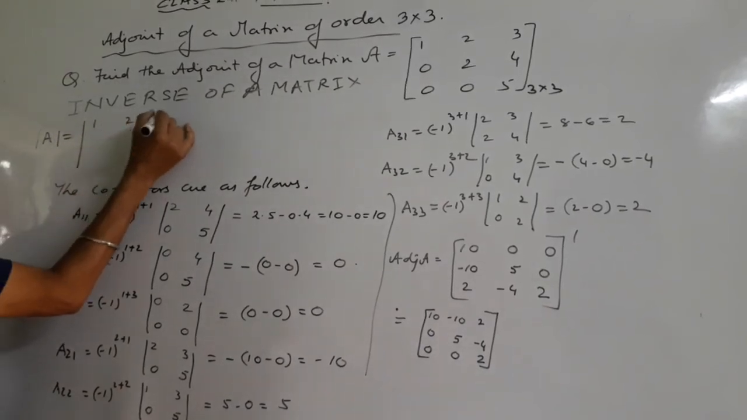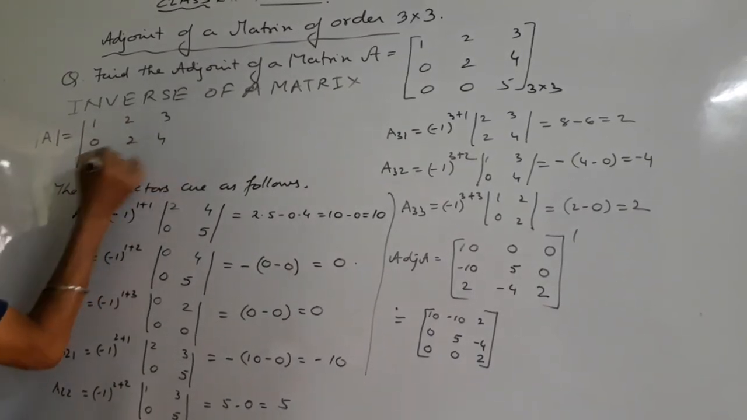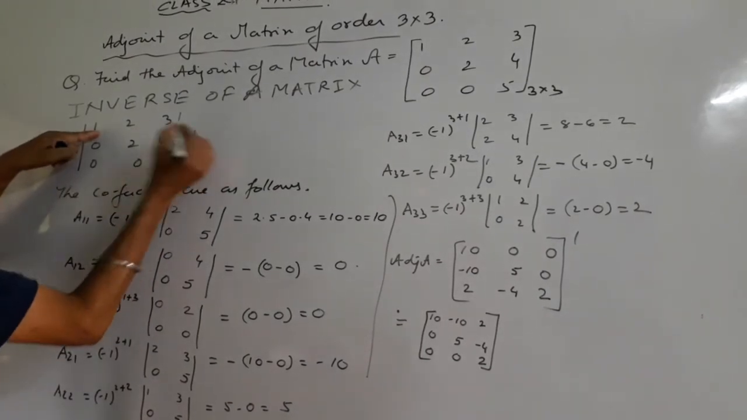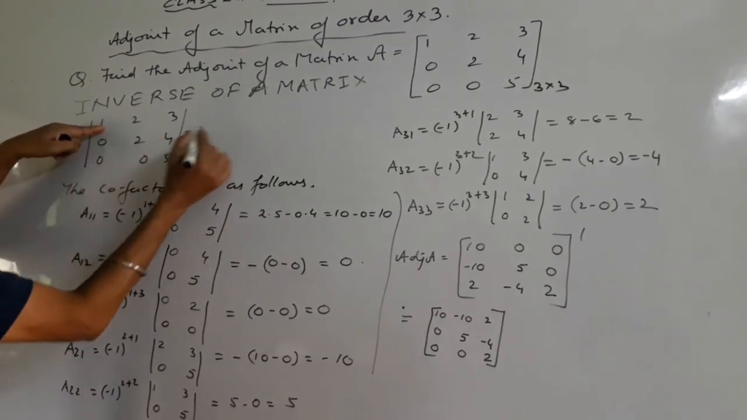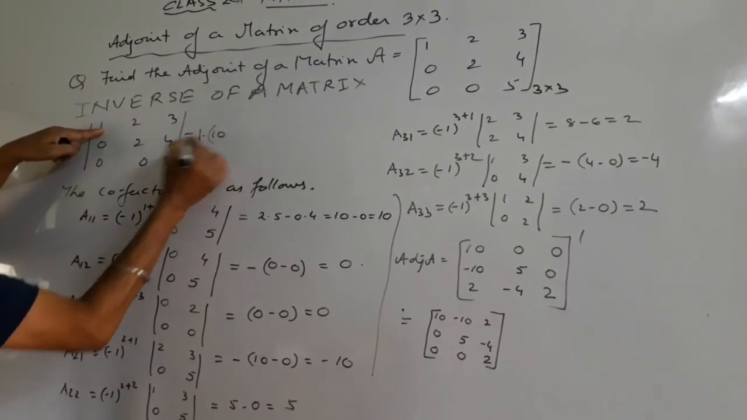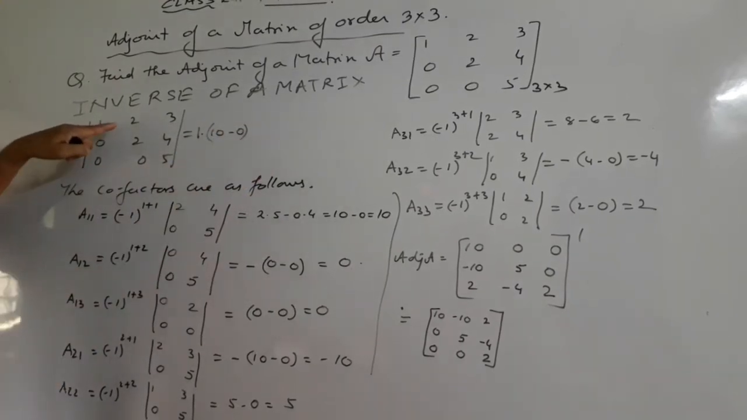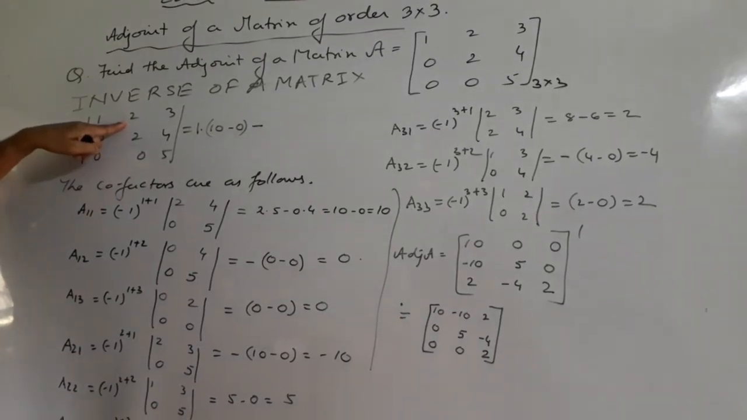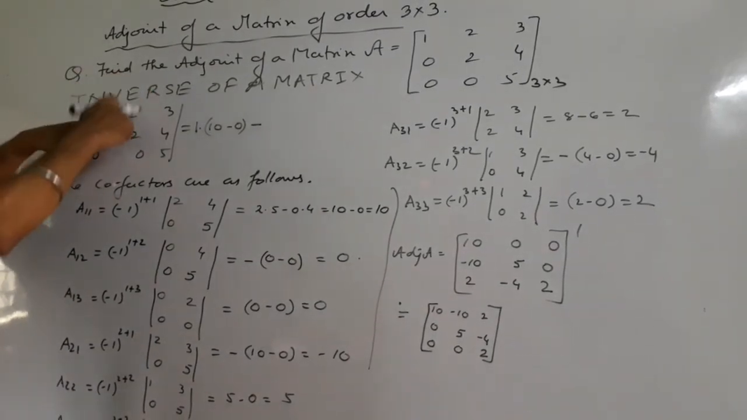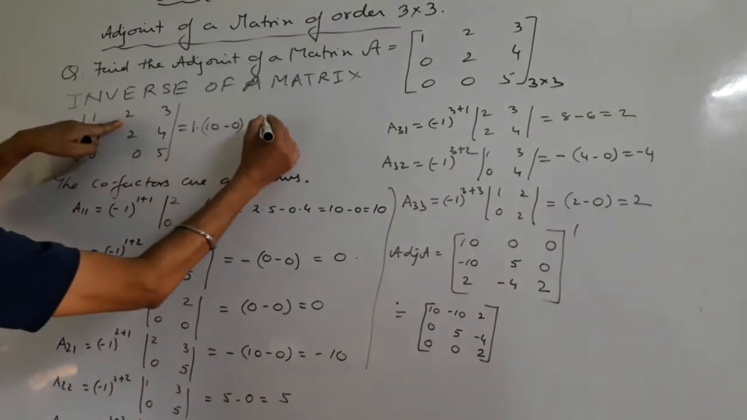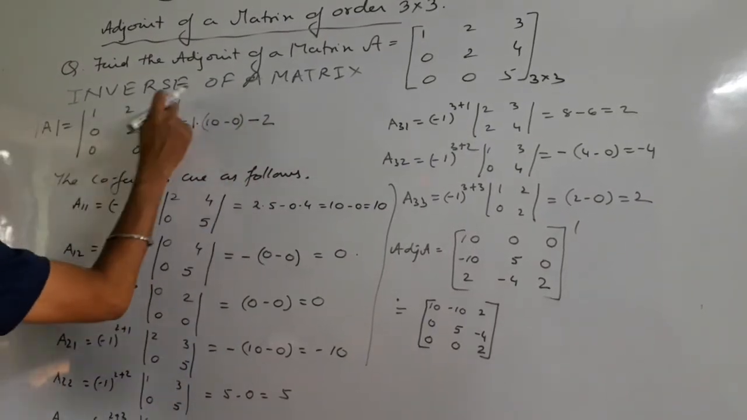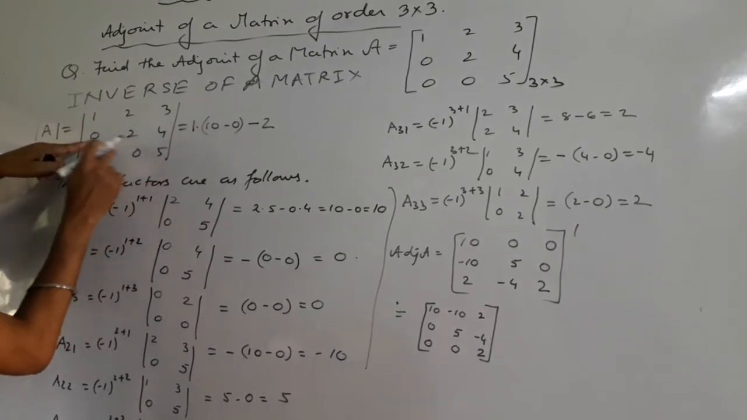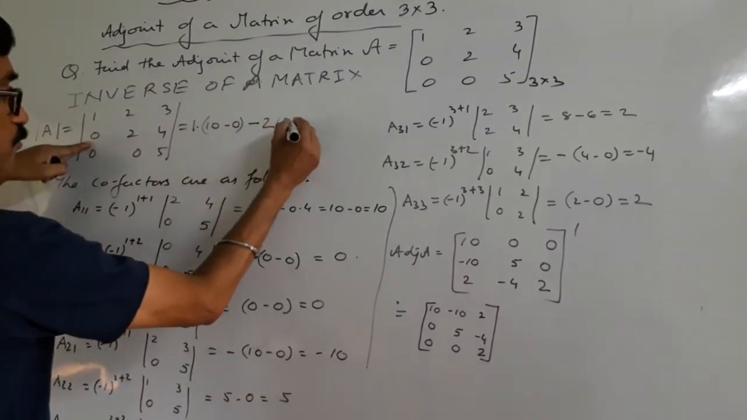So 1, 2, 3, 0, 2, 4, 0, 0, 5. Let us see. First element 1, its row and column are deleted, and now 2 into 5, 10, minus 0. Now the middle one will have a minus sign, as it is minus 1 to the power first row and second column. So for element 2, the first row and second column are deleted: 0 into 5 minus 0 into 4, which is 0 minus 0.